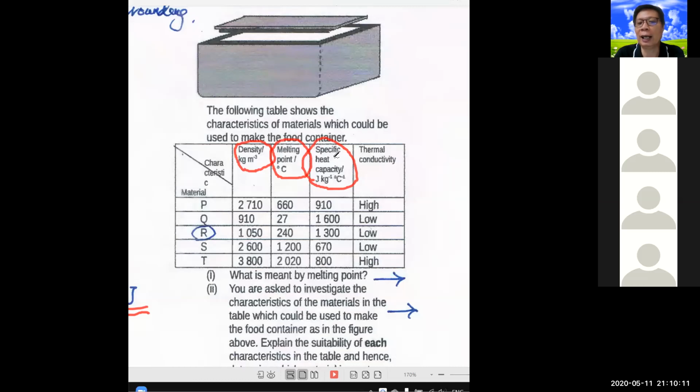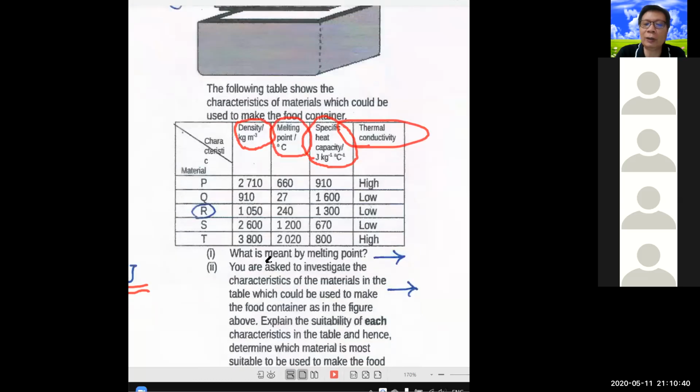So you must choose the higher specific heat capacity one. And thermal conductivity, the ability to conduct heat. Thermal is heat. Definitely the thermal conductivity must be very low, very bad. We don't want this thing to conduct heat. If it is good at conducting heat, the heat can run away very fast, no good, right? Your radiography, you know the answer is R. Later on I tell you why.